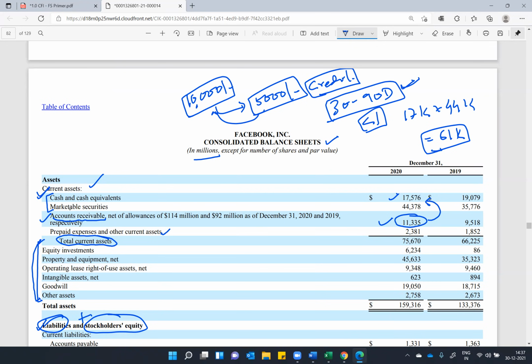The fourth one is prepaid expenses and other current assets. So prepaid expenses is something where you have made a payment and you are going to receive the benefit of it in the future months, within 1 month or 1 year. Let's say you have made some prepaid electricity bill payment or some telecom bill payment or any kind of prepaid advance money that you have given to someone, and you're going to receive the benefit within this financial year. So these are all current assets.